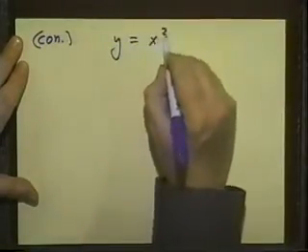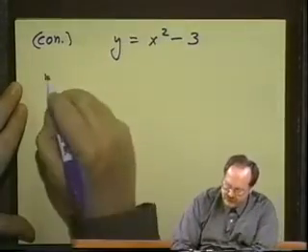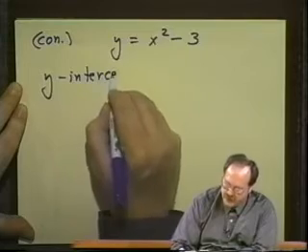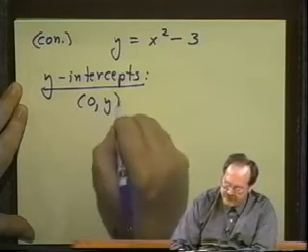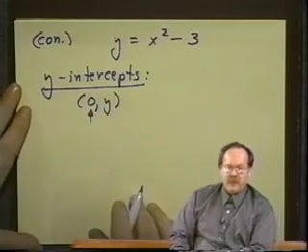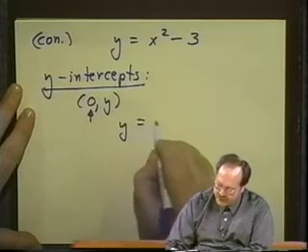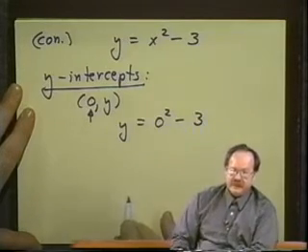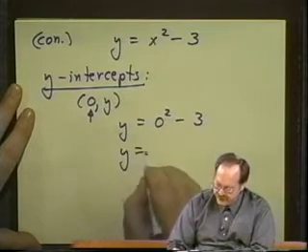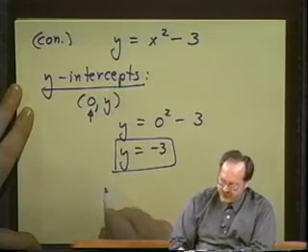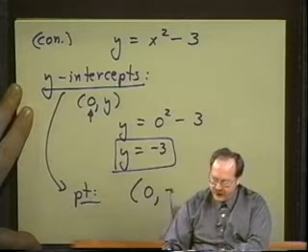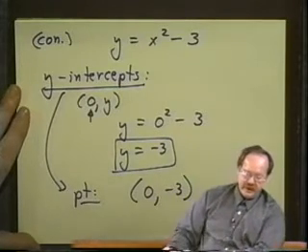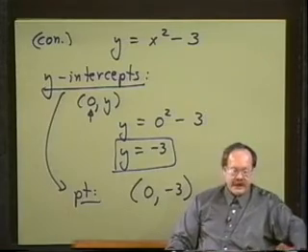So this is continued. Let me write the equation down again. Y equals x squared minus 3. And now let's look for the y-intercepts. And you know what the procedure is now. Y-intercepts, we are looking for points of the form 0, y. So we will let x be 0 and solve for y. So y equals 0 squared minus 3. Well, this is much easier than the other one. Y equals minus 3. There you go. And so what is the one point here that is the y-intercept point? It is the point 0, comma, minus 3. So there we have it. We have found the x and y-intercepts.